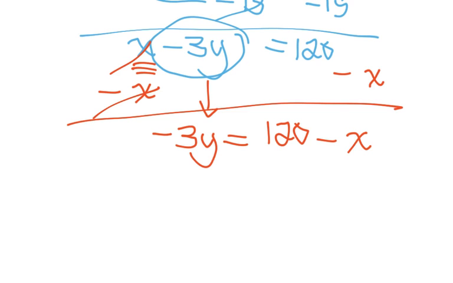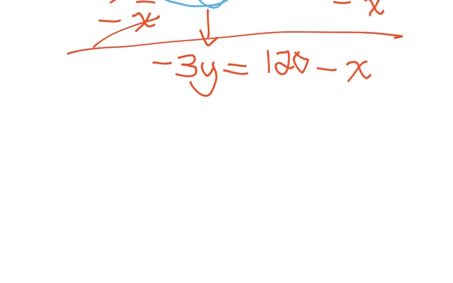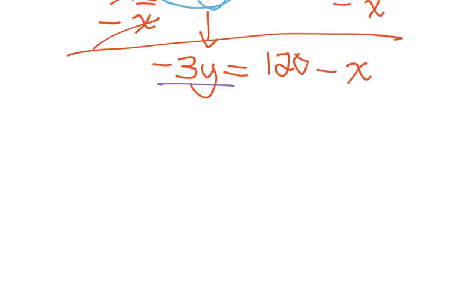So now I need you all to remember that when I have a variable and a number next to each other, this means -3 times y. I am not adding -3 to both sides, which I saw some of you do. Some of you said, I'm going to add 3 to both sides. It's like, no, I cannot add. This is a multiplication problem. -3y is equal to 120 minus x.